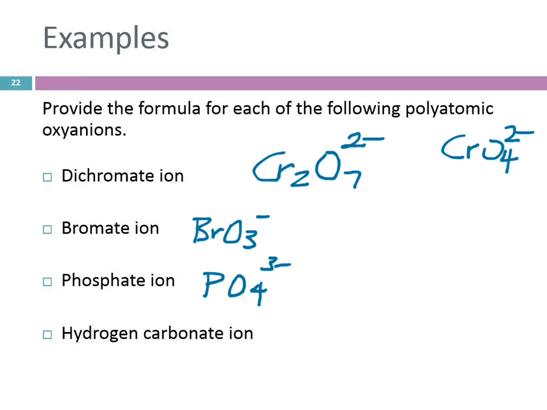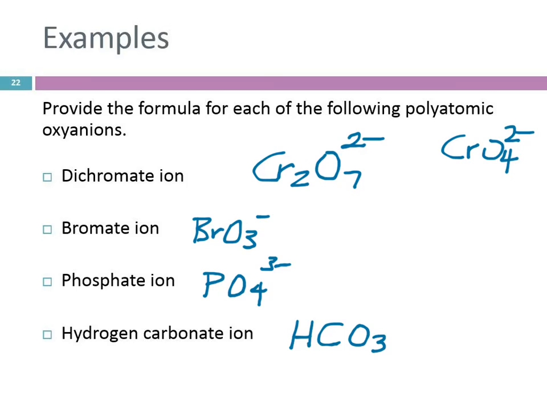Hydrogen carbonate ion. Well, the hydrogen is telling us H. Carbonate. So it's got to have some carbon in there. And the ate or ite means it's an oxy anion, and so it's going to have an O. And with most of the ates, it's either a 3 or a 2. So this one's a 3.